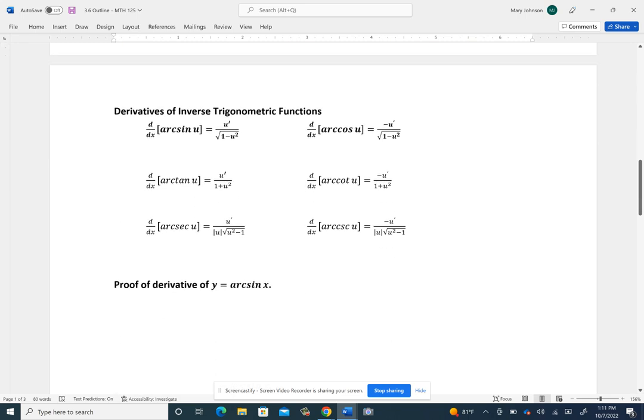You need to know these, so memorize these. And I'll show you how to derive them, and then that might help you memorize them. Also, look at the pattern. It's the same thing that happened before. Do you see how you have a negative on the ones on the right, but they're exactly the same as the related ones on the left?